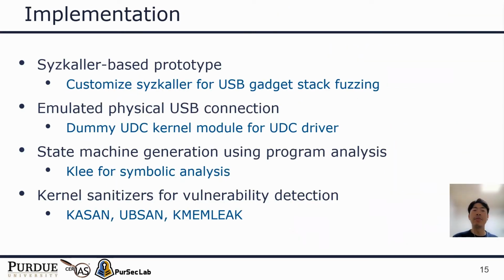We implemented the FuzzUSB prototype based on the well-known kernel fuzzer Syzkaller. In particular, we customize Syzkaller to make it work for USB gadget stack fuzzing. For the underlying USB device controller, we rely on a virtual connection using the dummy UDC kernel module, which implements a software bridge between the USB host and USB gadget at the UDC driver layer. We use KLEE for symbolic analysis for state machine generation, and for bug detection, we use known kernel memory sanitizers such as KASAN.